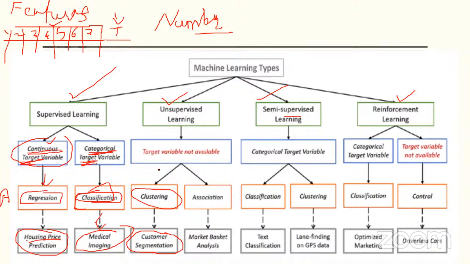Then we have association. Association is another important algorithm. When you go to a retail store, any store you go, you will see that some products are kept together in a shelf. On what basis do they put similar products in the same shelf? You will see milk and bread put together. Why?